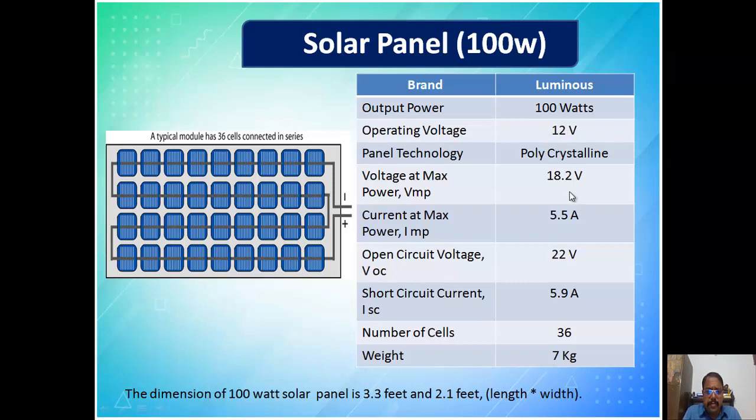Okay, so here we take polycrystalline. So maximum voltage at maximum power, which is 18.2, and the current at maximum power, which is nothing but if full sunlight falls on the panel. Okay, then comes open circuit voltage.